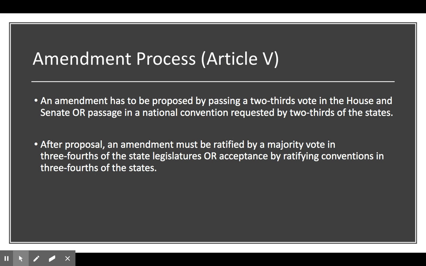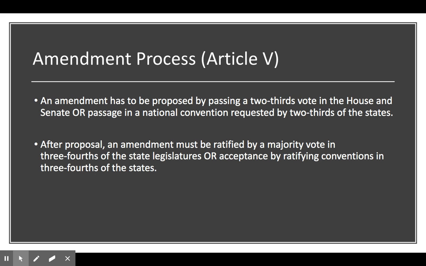Now, again, remember the amendment process is Article 5. There are two ways to propose an amendment. The first is by Congress. Congress can propose an amendment by passing a 2/3 vote in both the House of Representatives and the Senate. Or the states can propose an amendment, and that is by passage in a national convention that's requested by 2/3 of the states.